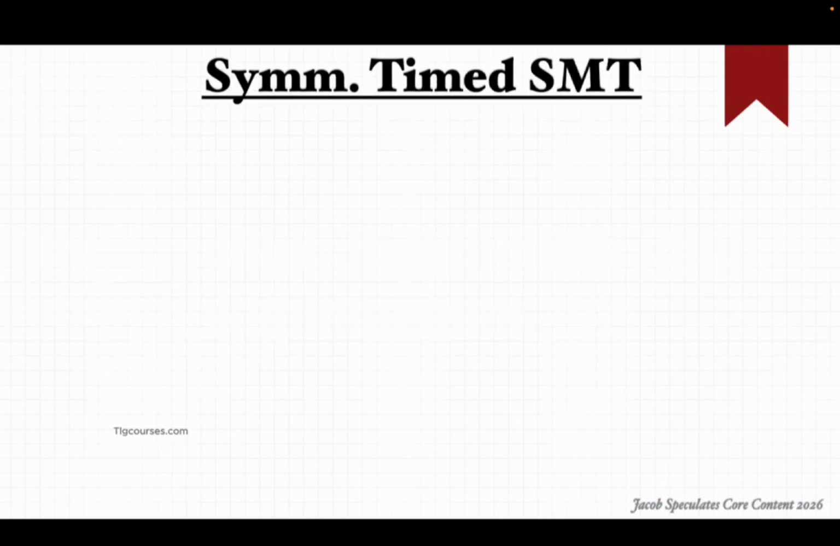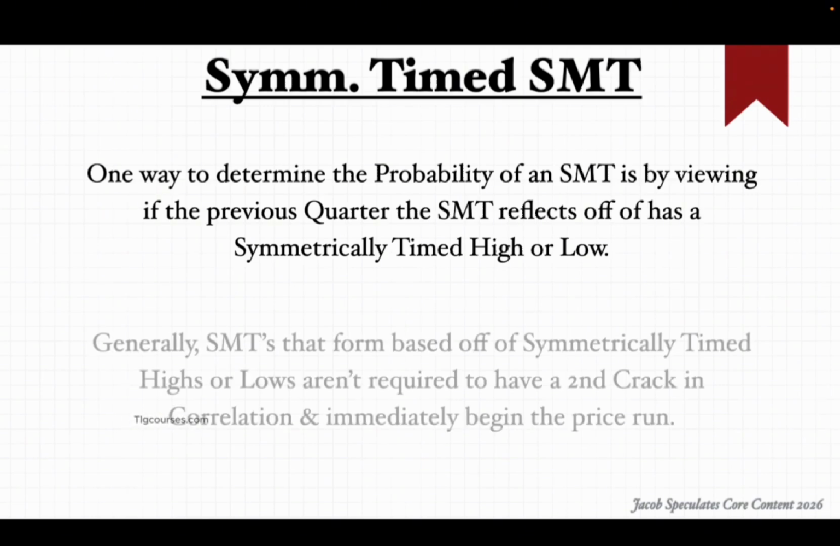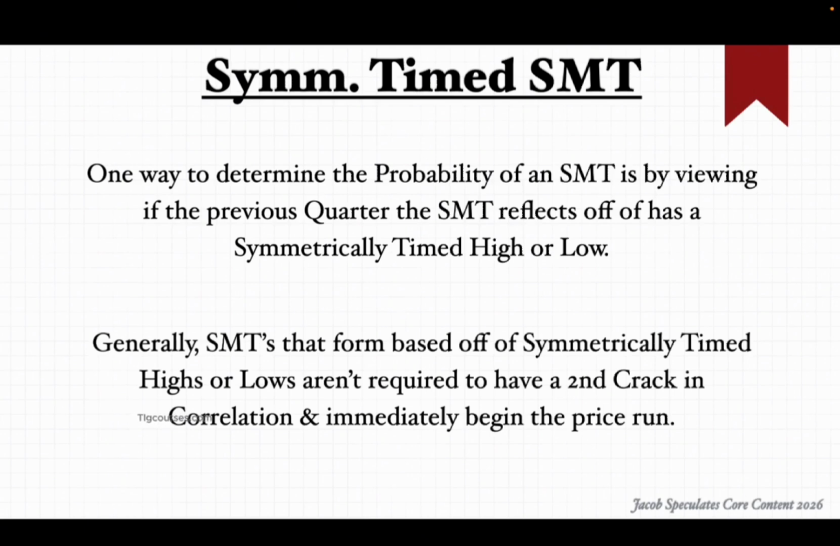So starting off with symmetrically timed SMTs, one way to determine the probability of an SMT is by viewing if the previous quarter the SMT reflects off of has a symmetrically timed high or low. And generally, SMTs that form based off of symmetrically timed highs or lows aren't required to have a second cracking correlation and immediately begin the run.